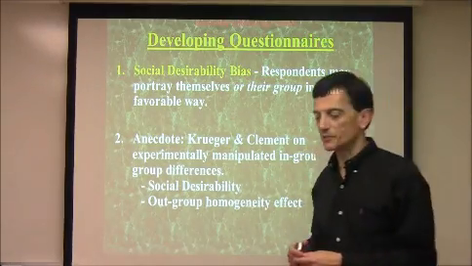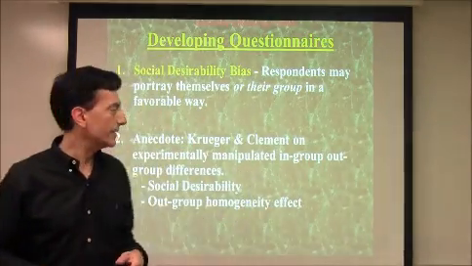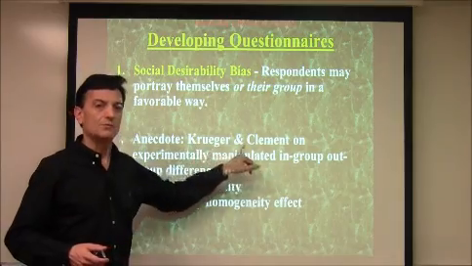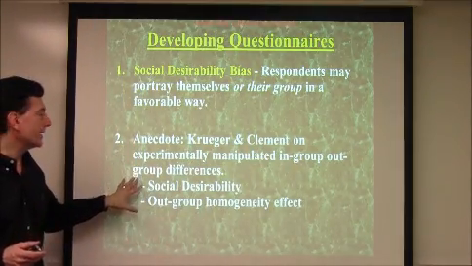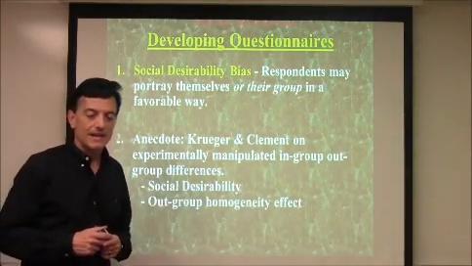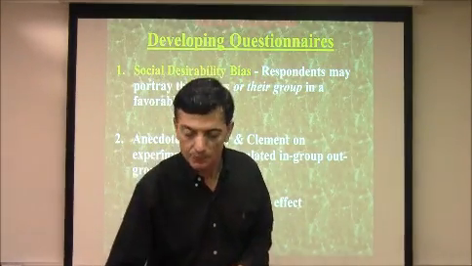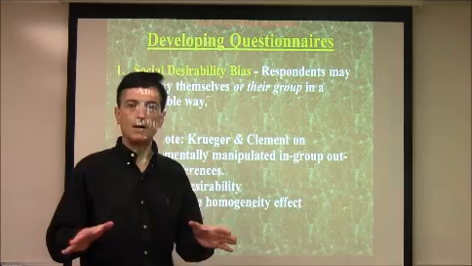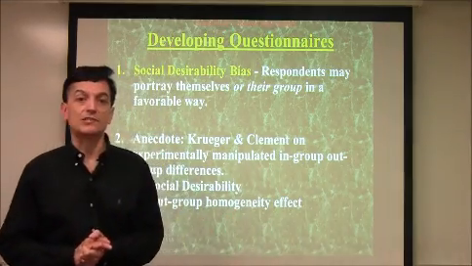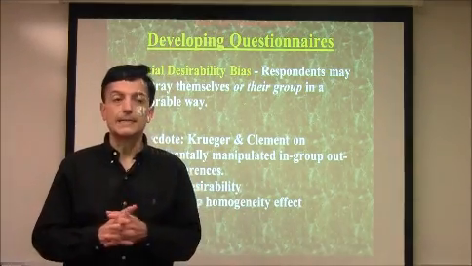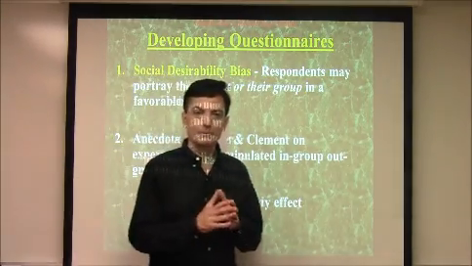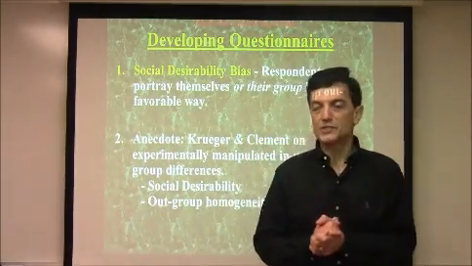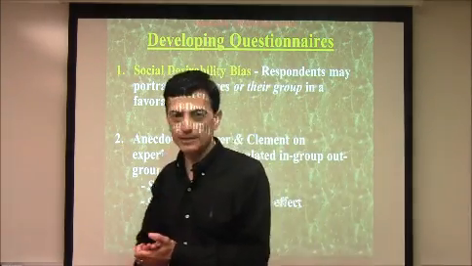When I was in graduate school, some of the folks I worked with included Joachim Kruger and Russell Clement, and they did some really interesting work experimentally manipulating in-group and out-group differences. And here's how they went about doing that, really quite clever. They had people come in and work on a small computer answering some questions that were very much like the questions that we're talking about now in a questionnaire. And these were some simple demographic information questions. They were questions about personality.